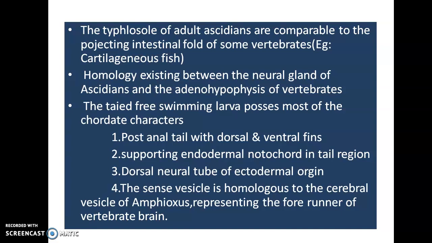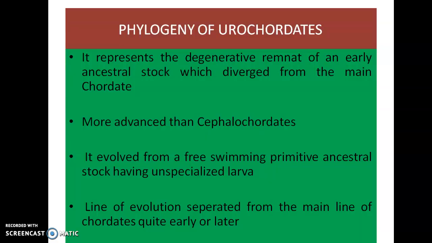The sense vesicle is very much homologous to the cerebral vesicle of Amphioxus, which represents the forerunner of the vertebrate brain. Okay. That's all about the affinities of subphylum Urochordata with other primitive as well as advanced chordates. Now we are discussing their phylogeny.